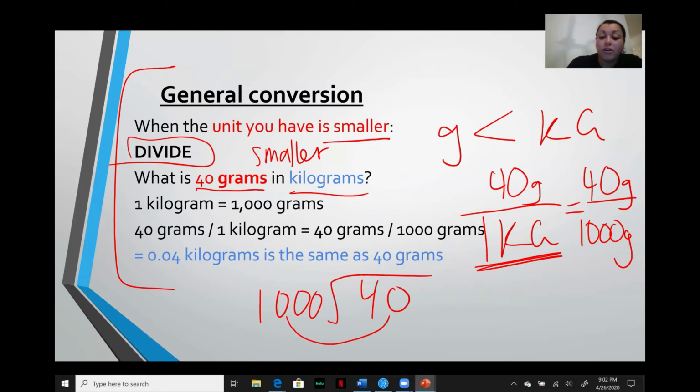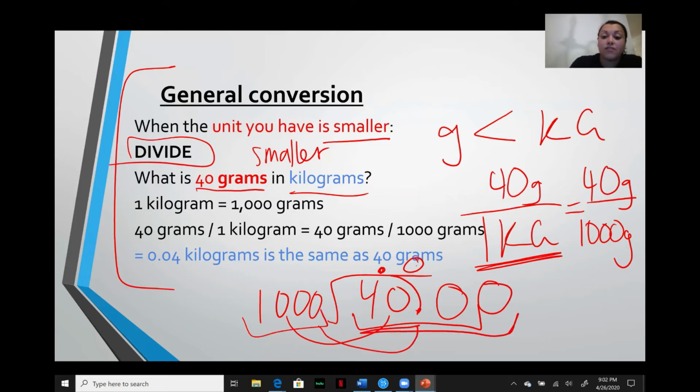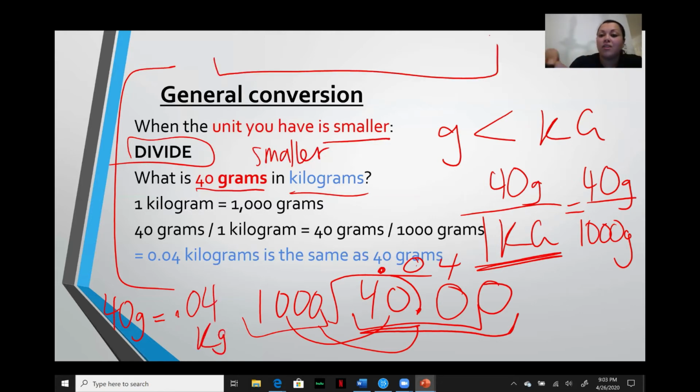1,000 doesn't fit into 40, so I'm going to put a decimal and a 0. Now I'm going to move the decimal up. Now, does 1,000 fit into 400? It doesn't, so we're going to put a 0. Now we can add a 0. Does 1,000 fit into 4,000? It does. It fits 4 times. So that means that 40 grams is the same thing as 0.04 kilograms. And again, that makes sense because if we have, let's say this is 1 kilogram, that means it's 1,000 grams. If I have 40 grams, which is all the way over here somewhere, that's going to be 0.04 kilograms because it's a lot smaller.